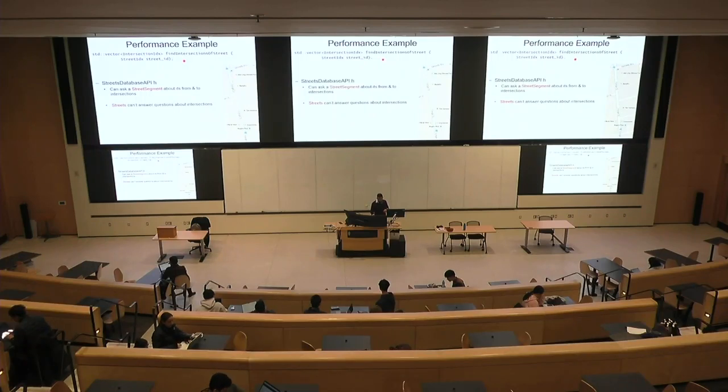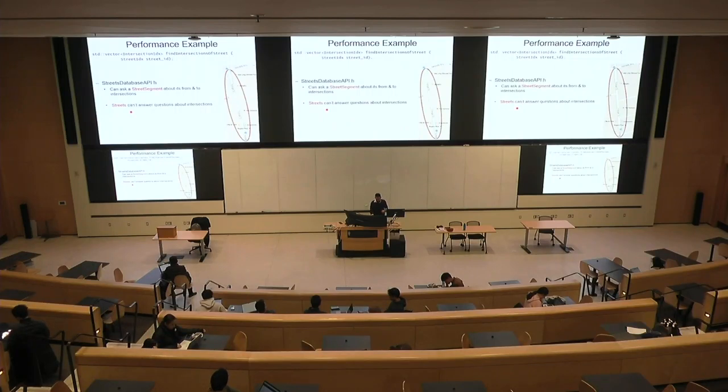So what do we know from the street database API? We know that if we have a street segment, not a street, we can get its to and from intersections, and we can get what street ID it is part of. The problem with the lower level API is that street cannot answer questions about intersections. So we cannot tell the street database API, get this street ID and give me the intersections. Otherwise, the implementation of this function would be easy.